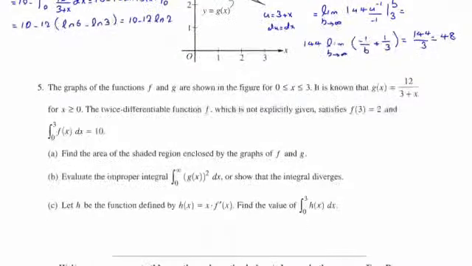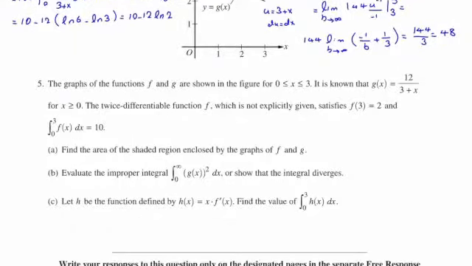Let's see how many parts are there. Okay, 3 parts. Part C, it says let h be the function defined by h of x equal to x times f prime of x. Find the value of this integral.